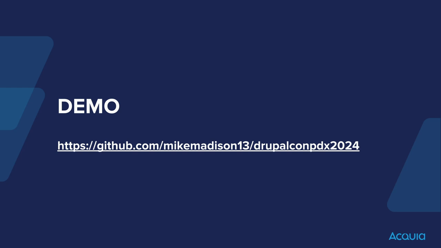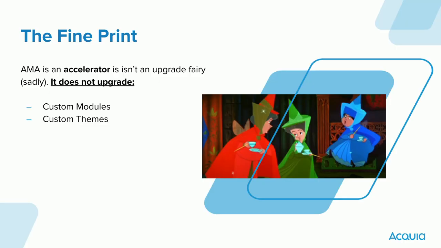Now, I do want to give you a couple of caveats, as I said before, about what this does. AMA is an accelerator. It's not an upgrade fairy. So even though I make it look very easy, there's not magic here. AMA is there to deal with content structure and content. If you have 1,000 custom modules in your Drupal 7 site, first of all, shame on you. Second of all, you've got some work to do. AMA doesn't touch the custom modules, it doesn't touch the custom themes.